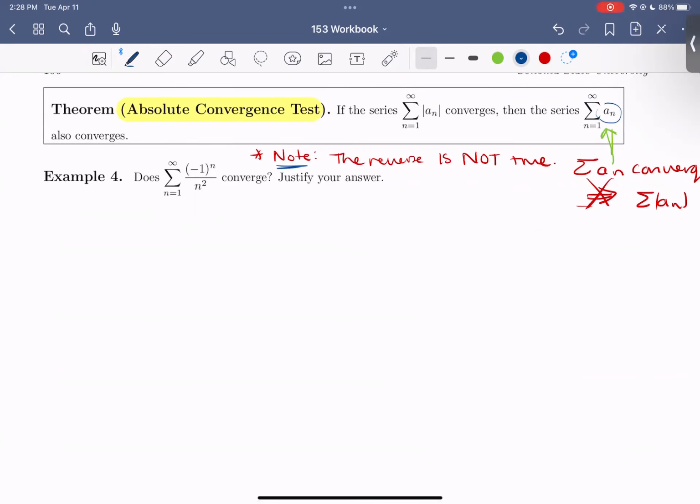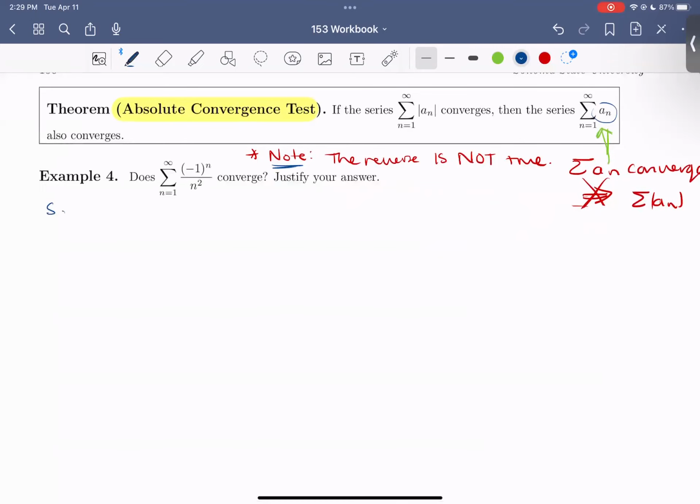Example 4 says, does the series from n equals 1 to infinity of negative 1 to the n over n squared converge? Justify your answer. So let's start off with some scratch work. I want to use the theorem that we just met, this absolute convergence theorem. So I want to consider the series of absolute values. For us, that would be the sum from n equals 1 to infinity of the absolute value of negative 1 to the n over n squared.